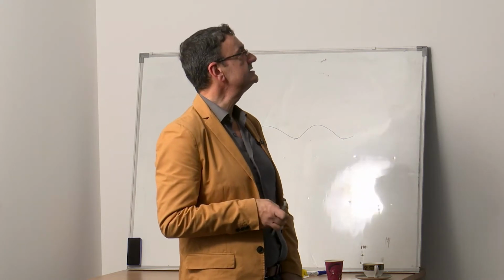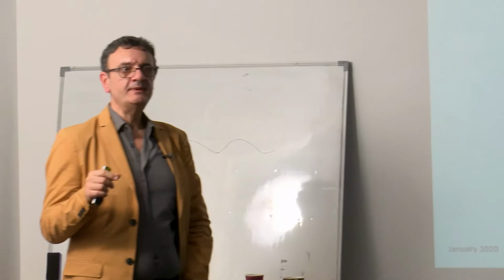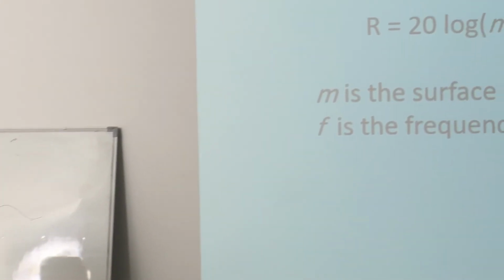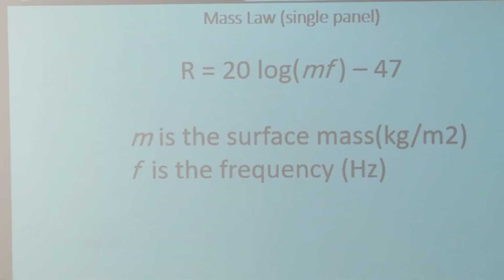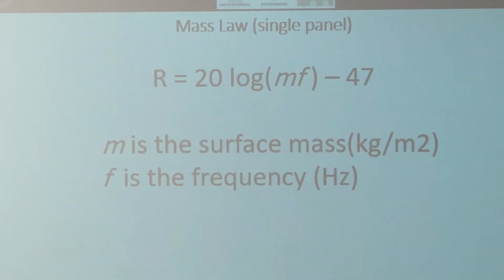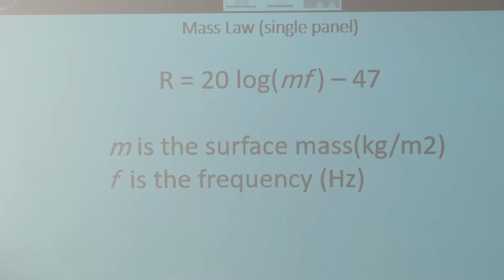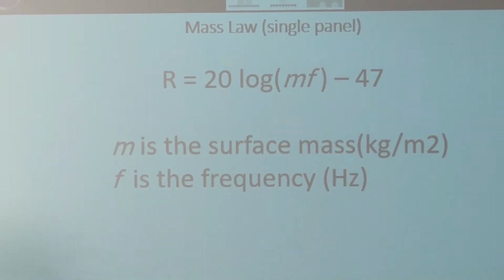So that is the mass law for a single panel, because when you have different panels, that's going to create some difference. So R is equal to 20 log of MF minus 47. M is the surface mass in kilograms per meter square, and F is the frequency in hertz. So it relates to the mass and to the frequency.